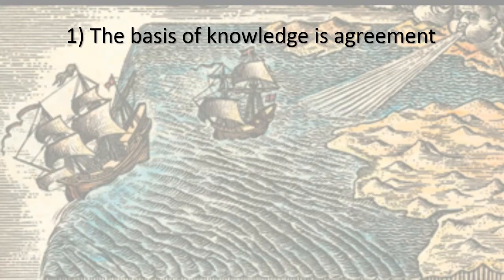First entry on the study guide is the basis of knowledge is agreement. Consider the fact that the world is round, not flat. Not everybody was able to go out there and verify that firsthand, so you had to actually start trusting people. You can't verify everything firsthand. So that's where the agreement part comes in.